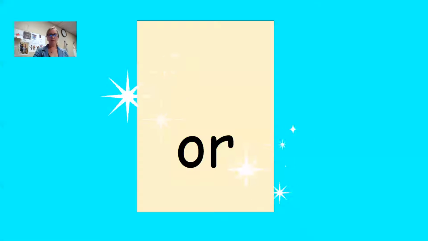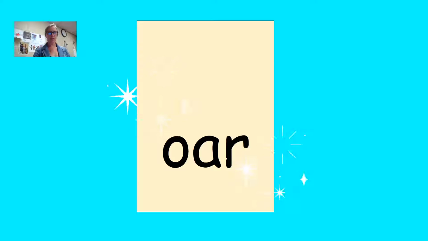All right, remember our new concepts this week. We've been working on R control. So here's our handshake for R control. The sound is OR. OR says OR. We've also been working on O-R-E, another R control, the sound again, OR. The last way we can get that sound we are learning this week is O-A-R. Again, it's an R control. We have a vowel and then we have an R. So the sound again, OR. All three of those patterns make the same sound.